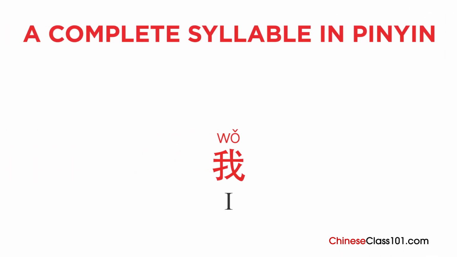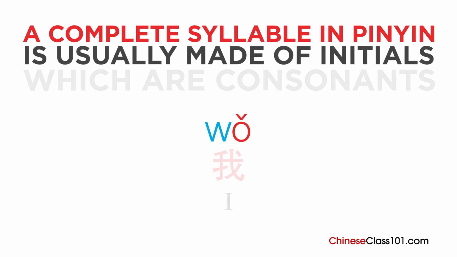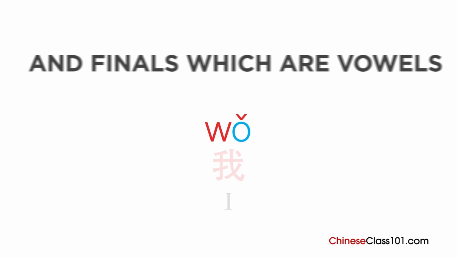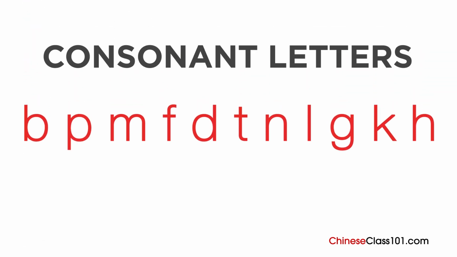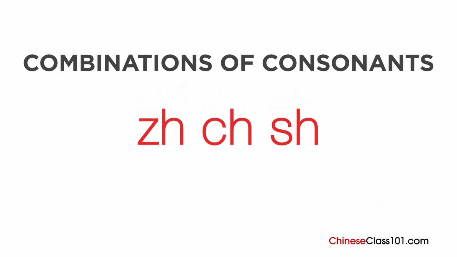A complete syllable in Pinyin is usually made of initials, which are consonants, and finals, which are vowels, and lastly a tone mark. Sometimes though, a vowel by itself can make a syllable too. There are 20 consonant letters in Mandarin or Pinyin, almost all the same consonant letters as in English except for the letter V. B, P, M, F, D, T, N, L, G, K, H, and so on. And there are combinations of consonants that are initial sounds as well. But don't worry, there are only 3 of these. Zh, Ch, Sh.